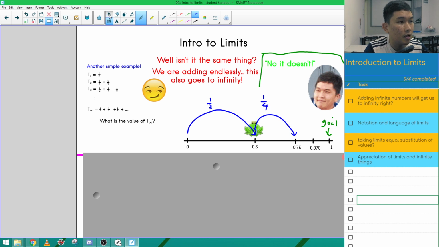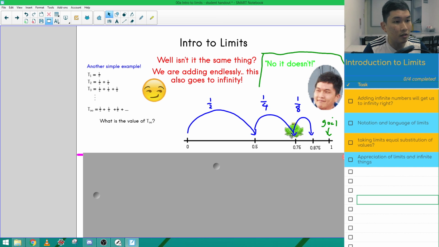Okay, and I'm going to move this frog here. There you go. It's now at 3/4, 0.75. Okay, what happens if he wants to make another jump? He will have to jump half the remaining distance. The remaining distance is a quarter, and half of that will be an 8. So he'll jump 1/8 the distance.